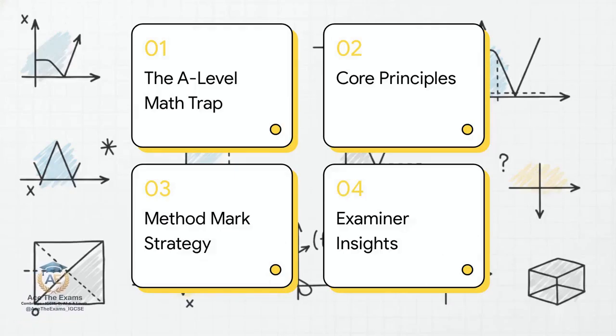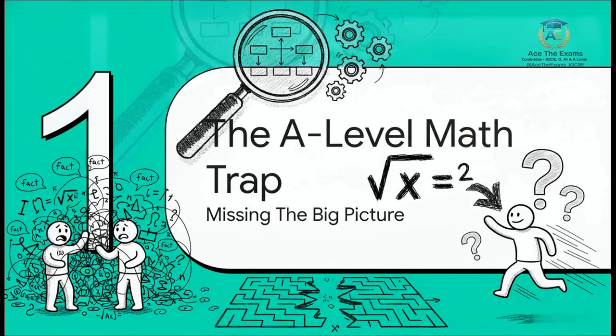Here is our structured investigative roadmap for the case today. First, we'll uncover the A-level math trap. Second, we'll break down the core principles of modulus. Third, we'll map out the method mark strategy. And finally, number 4, examiner insights and evaluation. Let's begin the forensic deconstruction. Phase 1 of our investigation. Section 1, the A-level math trap, missing the bigger picture.